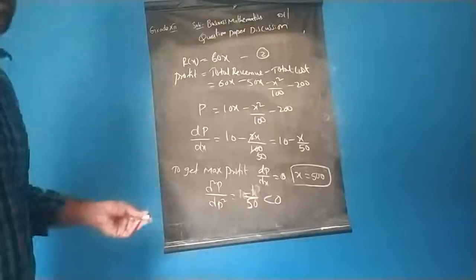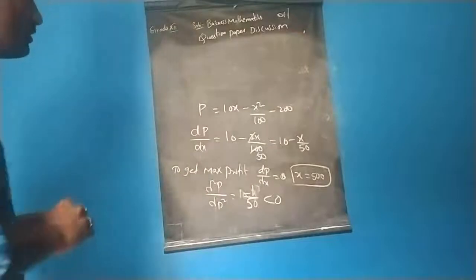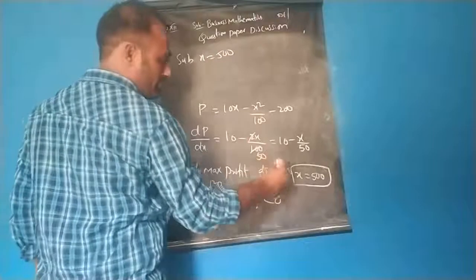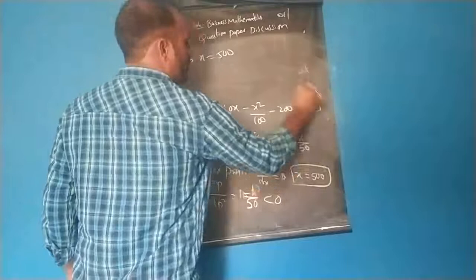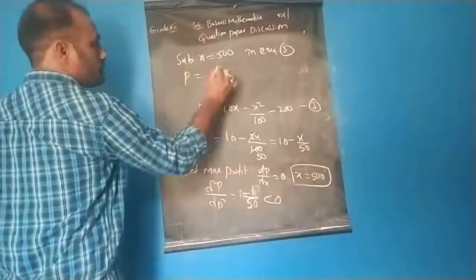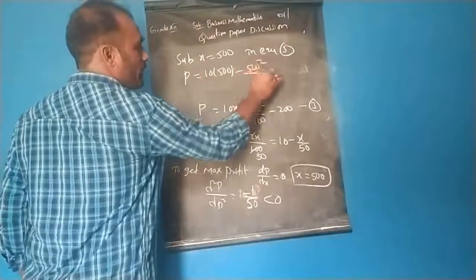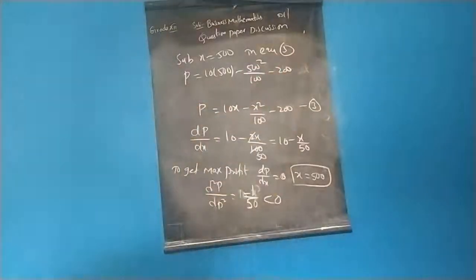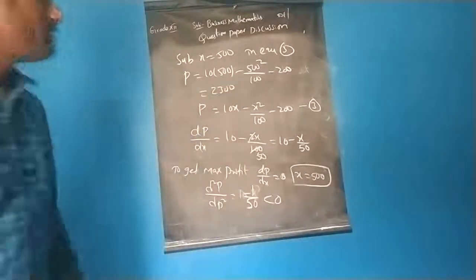So we will substitute in the given profit function x value as 500. So substitute x is equal to 500 in equation 3. So if I substitute x is 500, that is 10 into 500 minus 500 square by 100 minus 200. So if I do the total overall calculation, we are going to get profit as 2300.